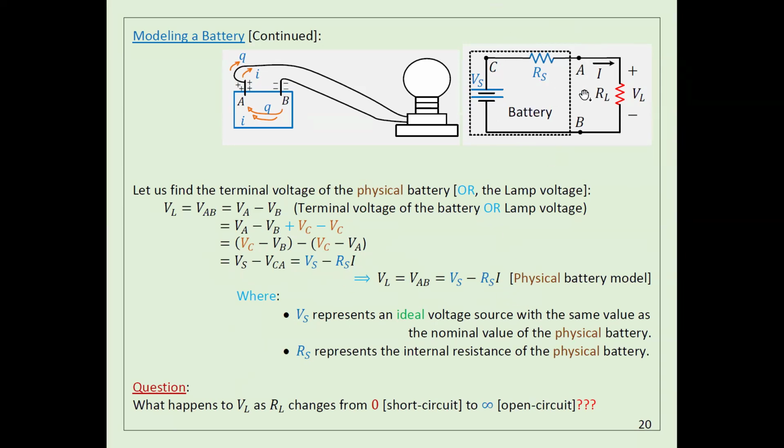So that means the voltage I'm going to receive here, ideally, has to be VS. In reality, it's going to be VS minus the voltage drop across this one. Any questions?